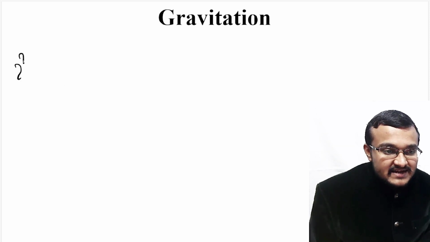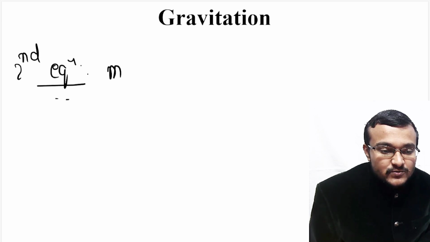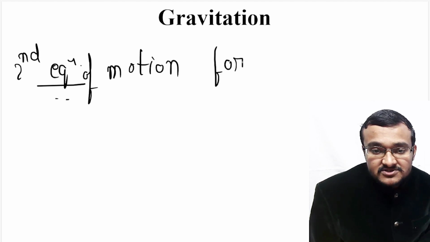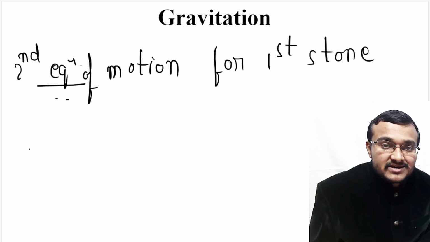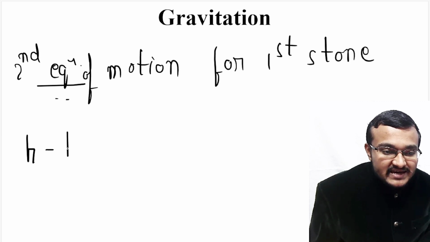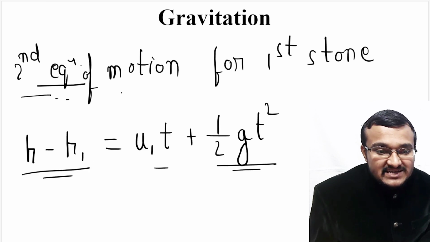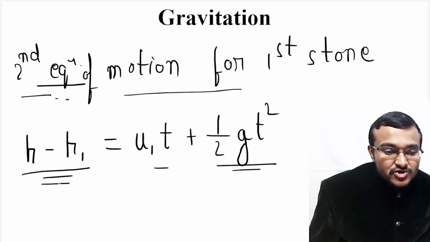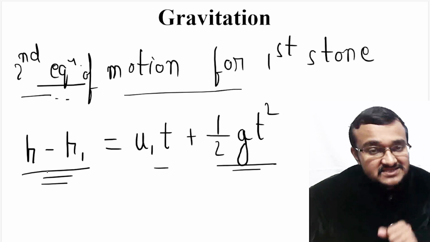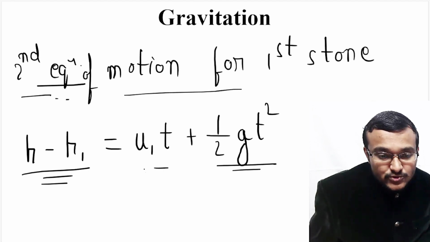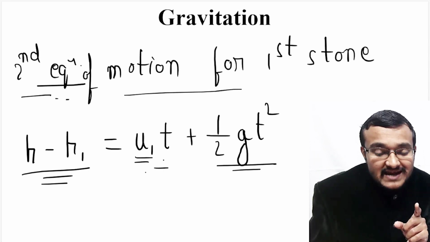Now we will write the second equation of motion for the first stone. What will be the second equation of motion for the first stone? The distance traveled by the first stone will be h minus h1, which is the distance traveled by the first stone while meeting the second stone, and u1 is the initial speed of the first stone, and t.